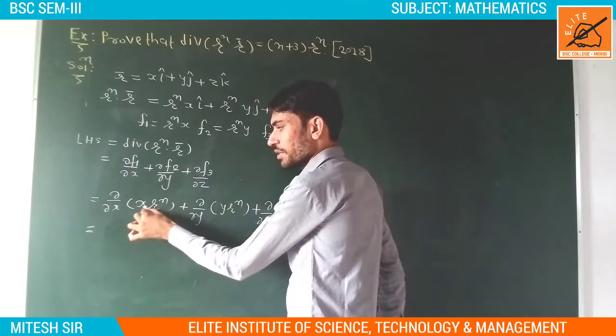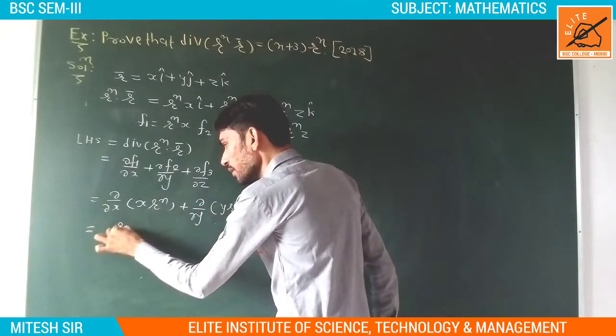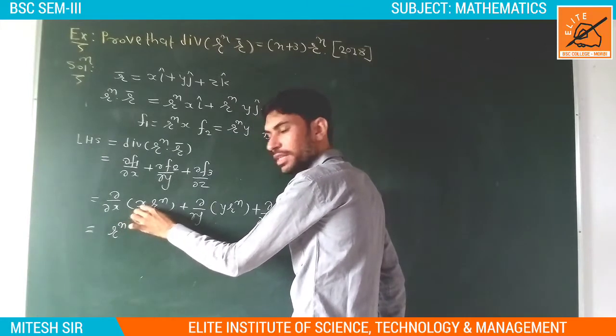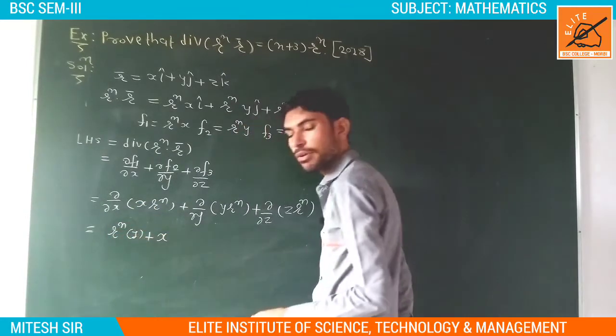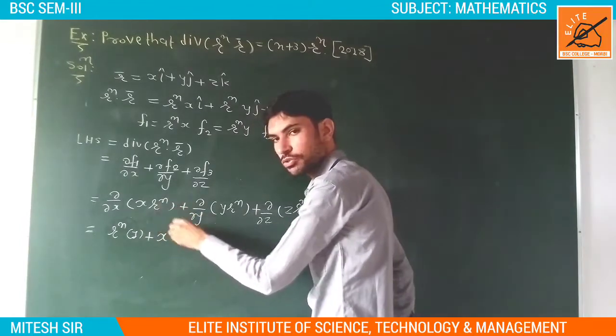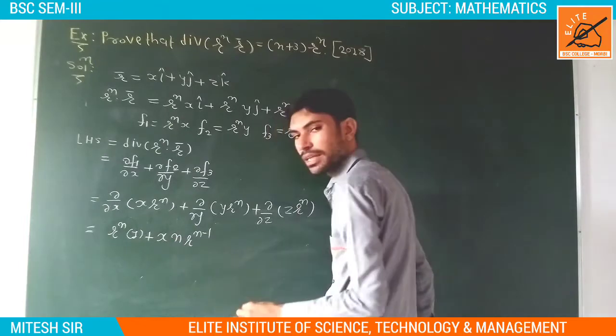Now we are doing the partial derivative of x into r raised to n. So r raised to n as it is. Here we are doing the partial derivative of x with respect to x, so 1, plus x as it is. Here we are doing the partial derivative of r raised to n. So r raised to n becomes n into r raised to n minus 1.